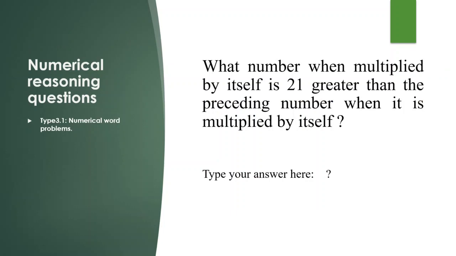Let's do some exercises on the example question. What number when multiplied by itself is 21 greater than the preceding number when it is multiplied by itself? Now, you will have 20 seconds to give the answer.